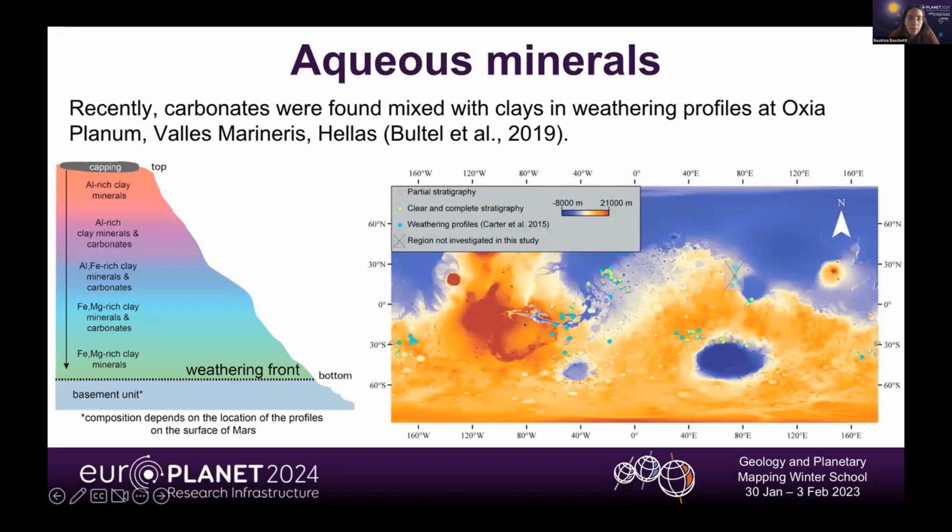That was actually the case for some carbonates, because more recently we have found other carbonates spread around Mars. These are usually found mixed with clays. For example, we have carbonate occurrences at Oxia Planum, in the Valles Marineris area, or around the Hellas Basin. These carbonates are usually found mixed with aluminum-rich clays or with iron-magnesium-rich clays, which in some cases makes a clear detection of carbonates challenging.